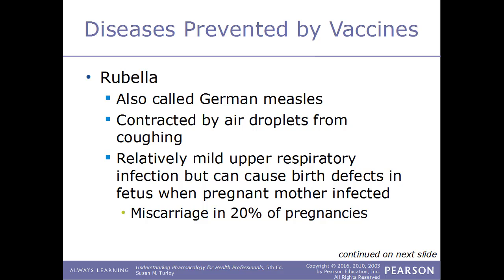Another condition is rubella, also known as the German measles. This is contracted by air droplets from someone coughing. This is a relatively mild upper respiratory infection, but can cause birth defects in the fetus if a pregnant mother gets infected, and it can lead to a miscarriage in 20% of pregnancies.